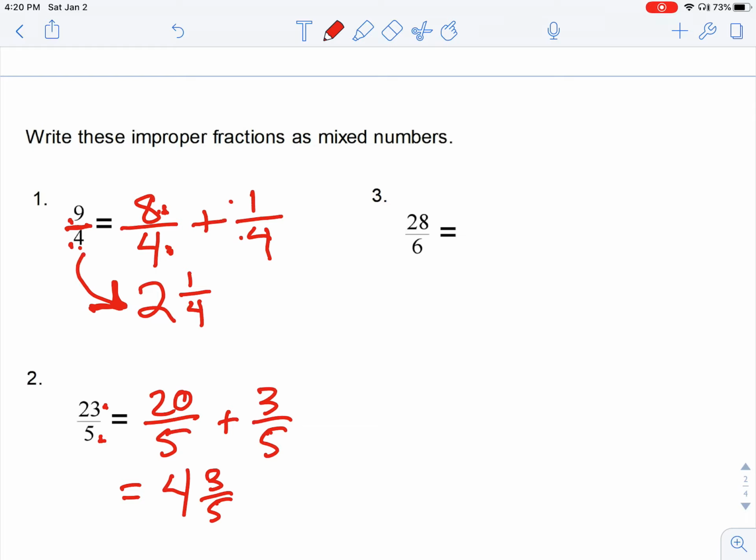Okay, try that. Oops, that looks like an 8, but that's supposed to be a 3. Try this last one on your own. Play back when you're ready to see the answer. So you know that 6 goes into 28 4 times, because 6 times 4 is 24. So you had 24 sixths plus 4 more sixths would give you 4 and 4 sixths.